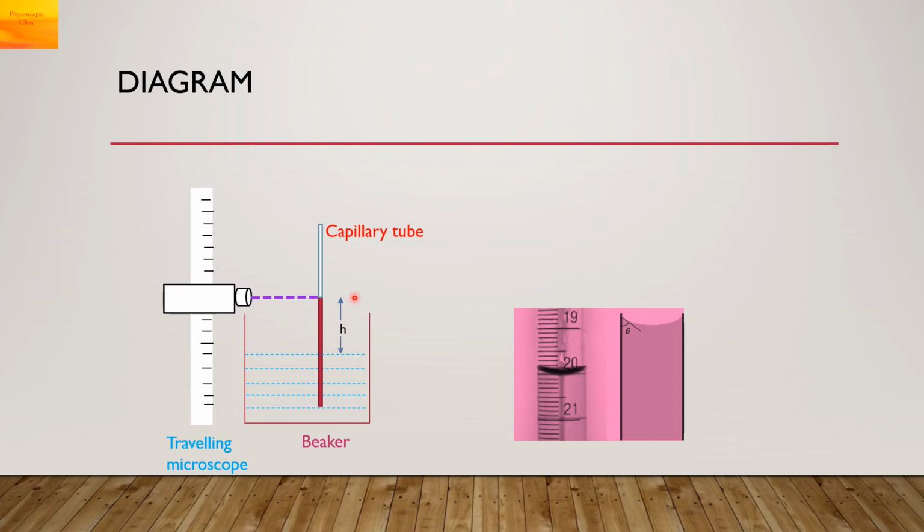So we will clamp a pointer which is just touching the surface of the water. Using the traveling microscope, we will measure the reading of this level and also we will take the reading of the pointer which is just touching this surface of the water, and we'll take the difference of these readings, which will give this value of h.